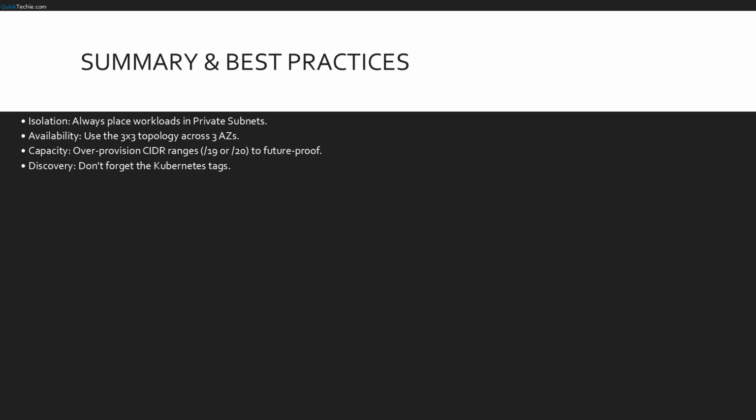This final visual summarizes our strategy. The core subnet strategy branches into 3 pillars: security, achieved via private subnets; resilience, achieved via multi-AZ architecture; and scale, achieved via large CIDR blocks. Keeping these 3 pillars in mind will ensure a robust CDP deployment.